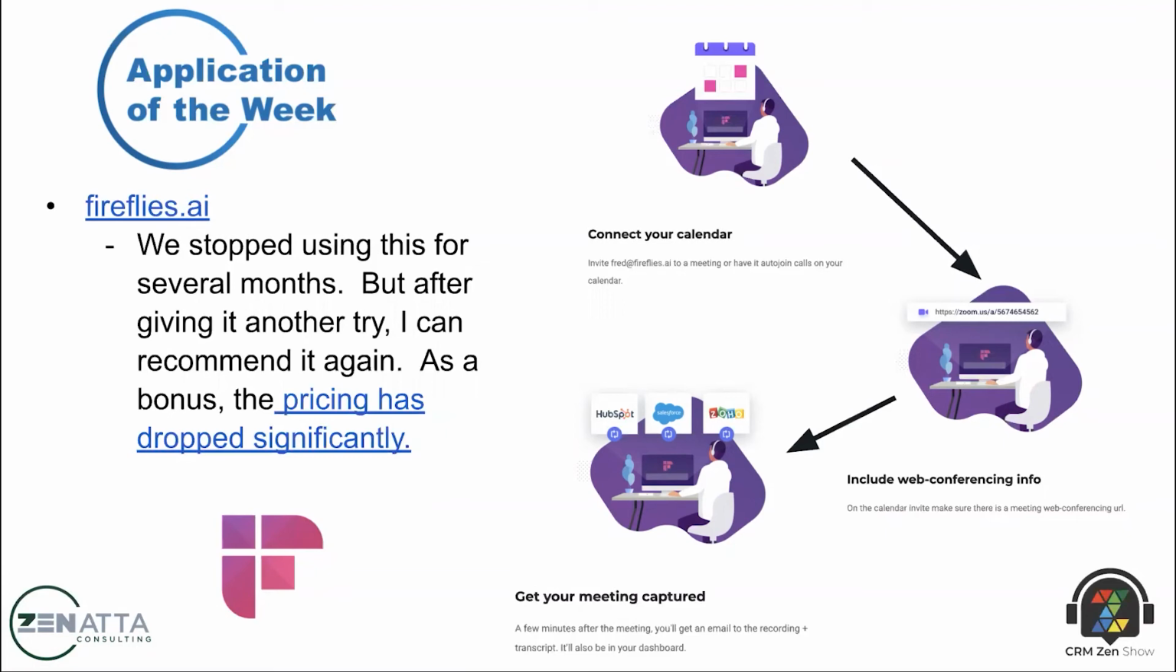All right, Tyler, let's move on to our application of the week. It's an oldie but a goodie, Fireflies.ai. Yeah, so Fireflies.ai is an AI-driven meeting assistant. We used it a while back, but it had some issues, so we put it back in the cupboard for a little while. But basically what Fireflies.ai does is it integrates with your calendar. And then when it sees calendar events that have web conferencing like Zoom or GoToMeeting, it'll automatically join those conferences. And then it transcribes and records the conference so that you can refer to it later.